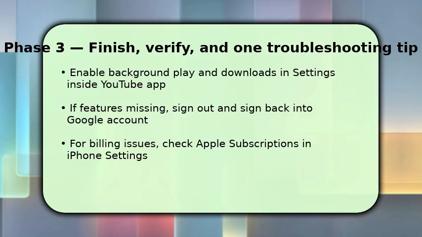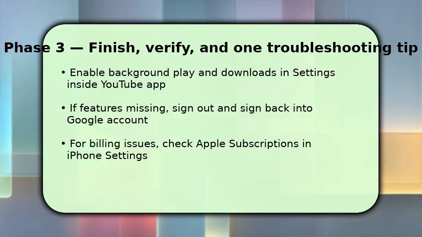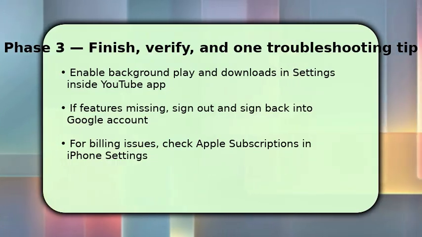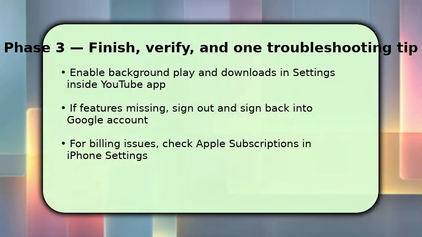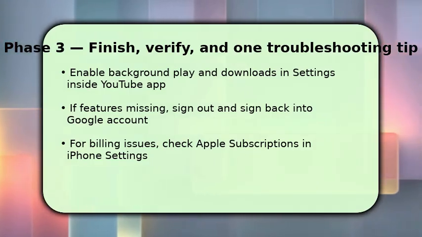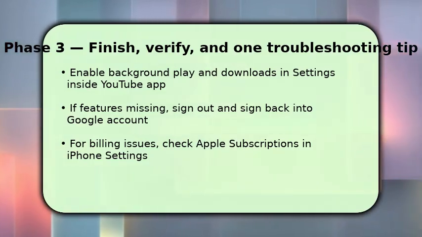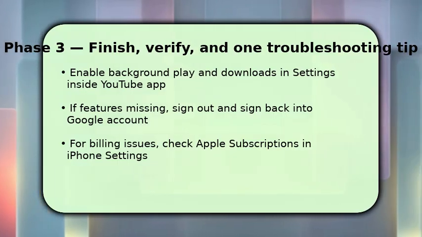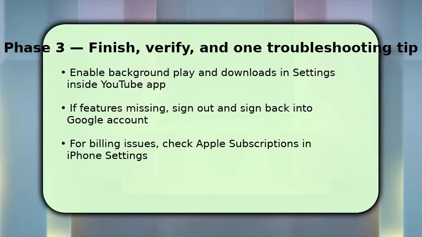If you don't see premium features, sign out of your Google account and sign back in. This forces the app to refresh entitlements. For billing or subscription visibility problems, open iPhone settings, tap your name, then Subscriptions to confirm the charge. If that fails, restart your iPhone and check email receipts. Most issues resolve after a refresh or one restart.